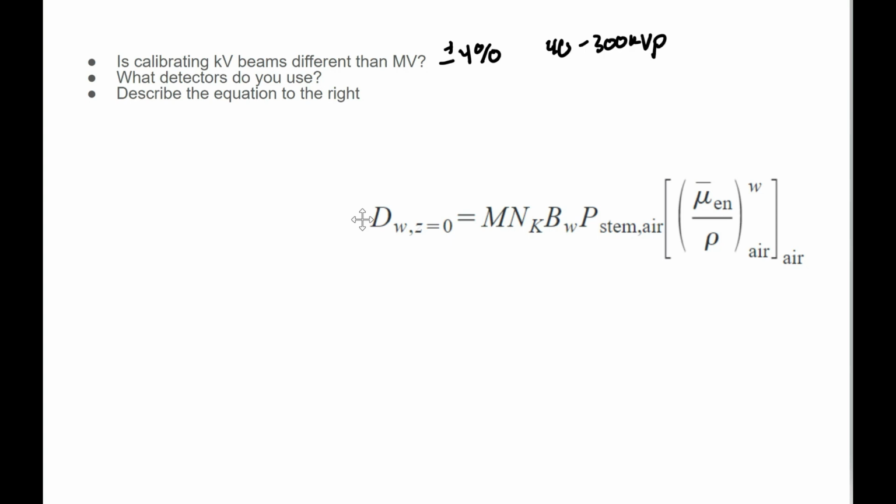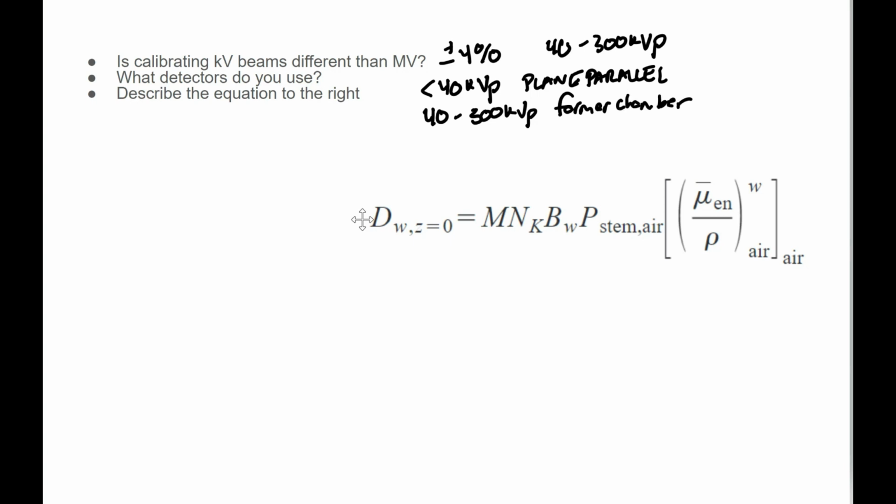And what detectors do we use? That is solely dependent on the energy of our beam. If we have something that is less than 40 kVp, it's necessary that we use a plane parallel chamber, also called a parallel plate chamber, whichever you'd prefer to call it. Now, if we have something that goes from, let's say, 40 to 300 kVp, then we can use a Farmer chamber, which we are obviously much more familiar with.